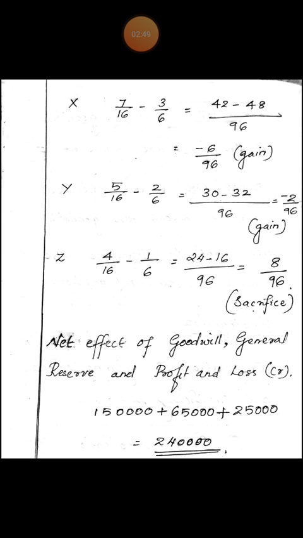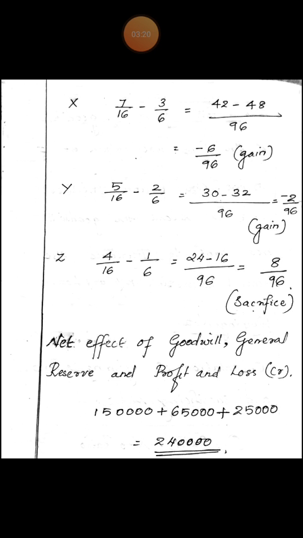Calculation of sacrificing ratio and gaining ratio. X: 7/16 minus 3/6 equals minus 6/96. Y: 5/16 minus 2/6 equals minus 2/96. Z: 4/16 minus 1/6 equals 8/96. Here X and Y are the gaining partners and Z is the sacrificing partner.